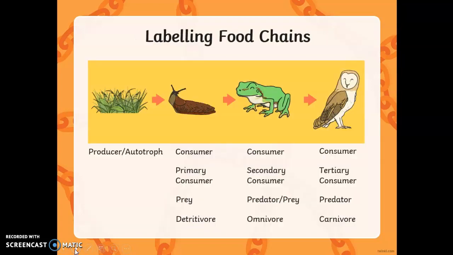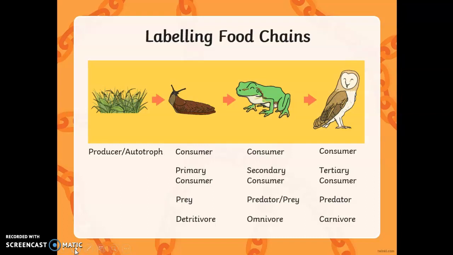So we go back to our food chain and we're going to have a go at labelling it. So we started with the grass, and that's the producer, the autotroph. And then we move on to the slug, and the slug is a consumer because it eats the grass. And it's the primary consumer in this food chain because it's the first animal. And we can also describe it as being prey because it's preyed on by the frog, it's eaten by the frog. And it's actually a detrivore because a slug will eat decomposing food and animals.